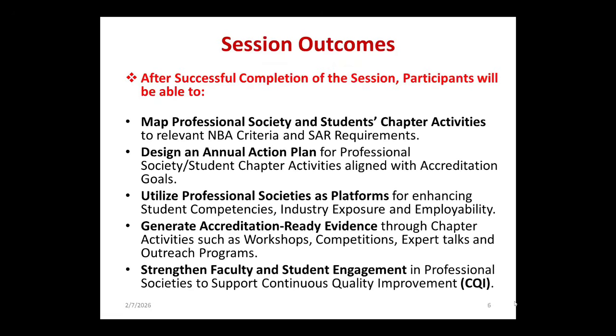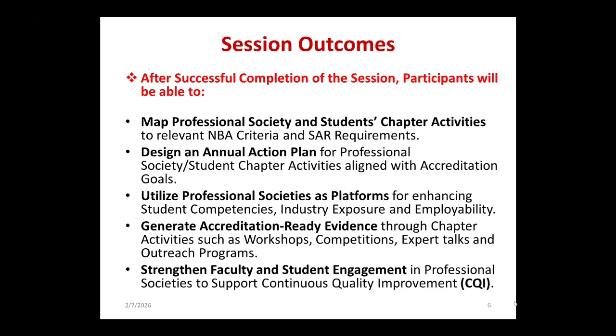The first and very important outcome is to map professional society and student chapter activities with your NAC criteria or NBA criteria. Then design an annual action plan for your student chapter as well as the professional society faculty chapters, aligned with the accreditation goals. Then utilize professional societies as a platform for enhancing student competencies, industry exposure, and employability.